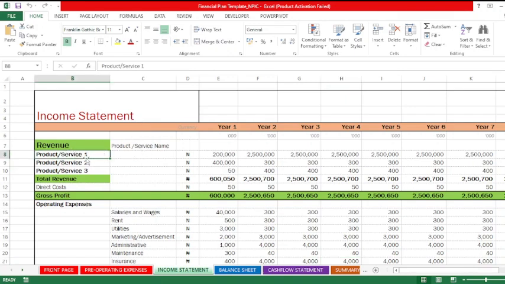Some businesses have more than one product. It's allowed in any business plan. So let's say you are doing cassava production, for instance. You are doing your local fufu, your gari, and you are doing high quality cassava flour.